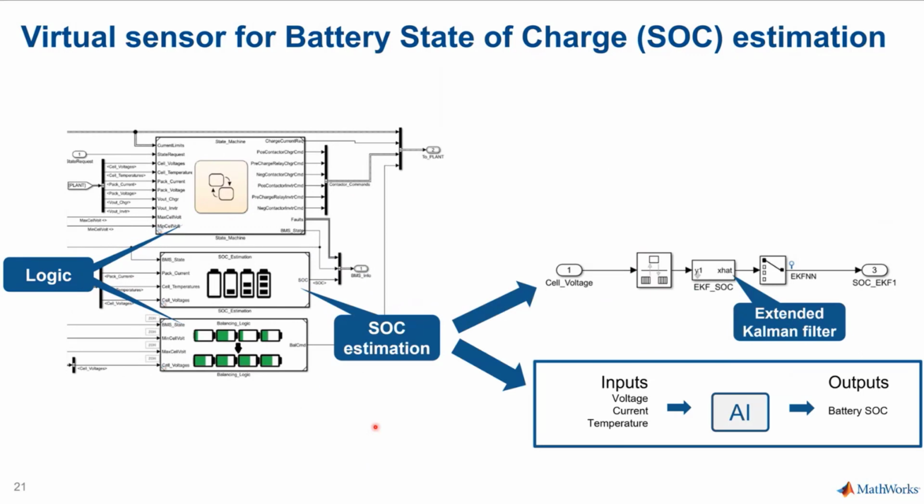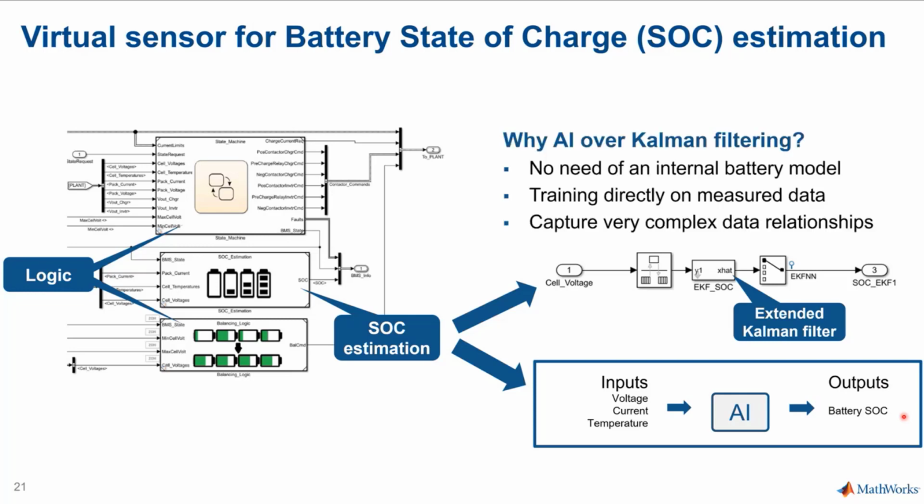So you can compare that to an extended Kalman filter. You can also compare how the Kalman filter behaves and how the AI model behaves in our case. And in the end, you want to choose one or the other. Maybe one is too slow or not accurate enough. Our AI model has as input the voltage, current, and temperature measurements, and the output would be the current battery state of charge.